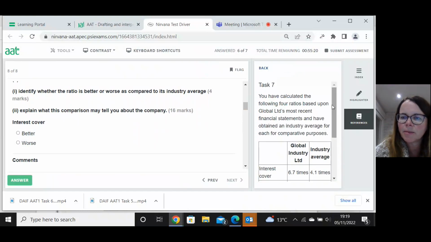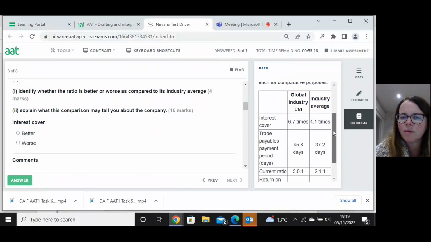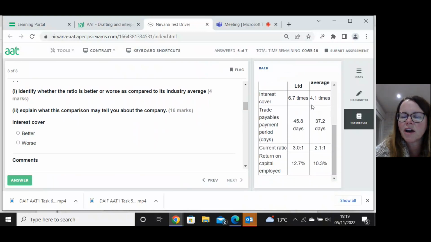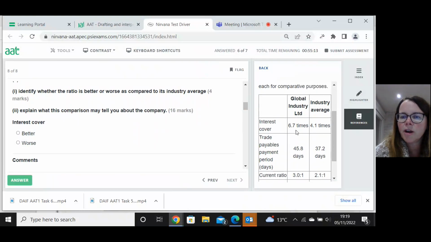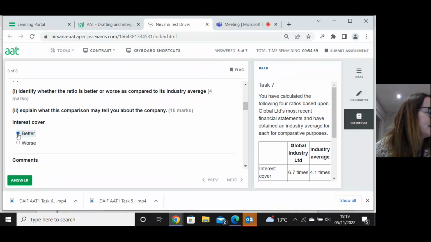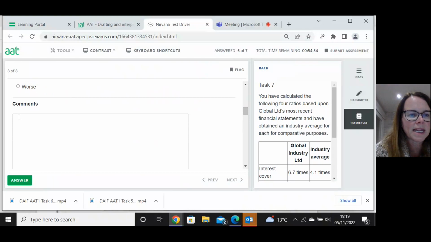I'm going to get that information up here so we can see what we're comparing. So interest cover. Global is better than the industry average, because interest cover is a measure of how many times the operating profit can cover the interest payment. So we're happily saying that that one is better. And then in our comments, and my advice again, make obvious separate points. Don't just ramble on and on.